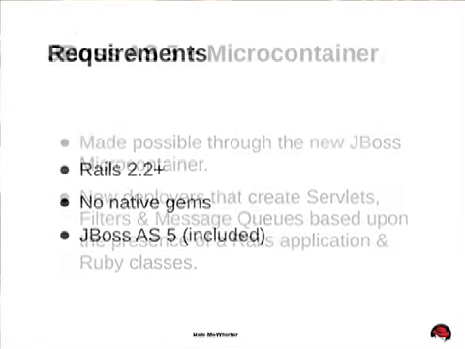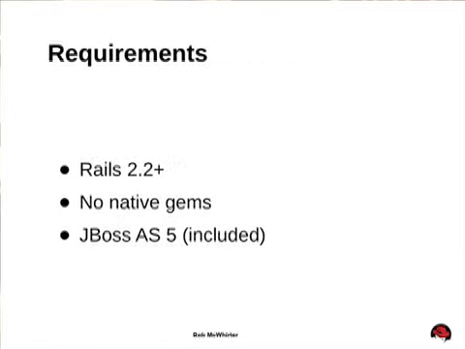So our requirements for any Rails app that's going to be running on Torquebox is we need to have Rails 2.2 or higher. At that point, that means 2.2 or 2.3. You can't have native gems, and those are going to be gems that are going to be using C code, so you have to have pure Ruby gems at this point.